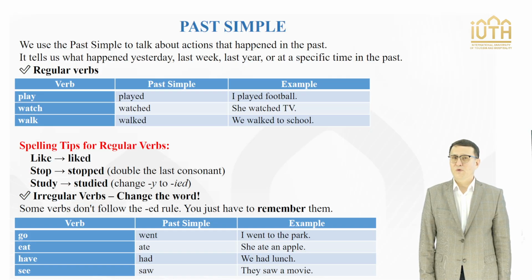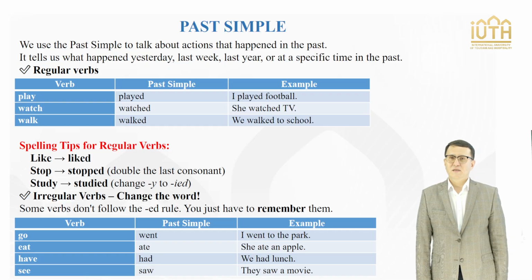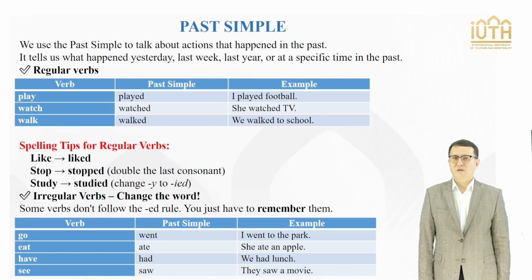Now let's discuss how we form past simple tense with irregular verbs. Some verbs don't follow the ed rule. You just have to remember them. For example, go. The past form is went. For example, I went to the park. Eat. Past form is ate. She ate an apple. Have. Past form is had. We had lunch. See. Past form is saw. They saw a movie.